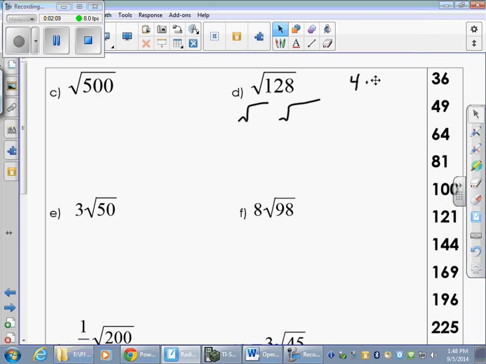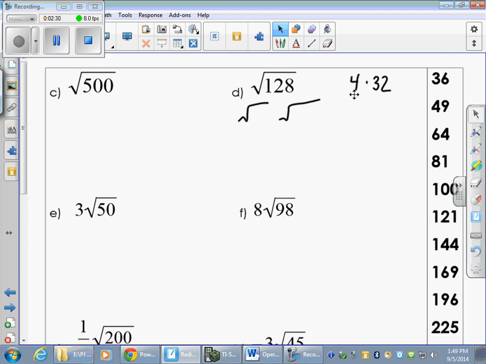So one thing we might see at first glance is that 4 times 32 are a pair of factors of 128. And 4 is a perfect square. So this seems like it would be logically a good choice for simplifying this expression.